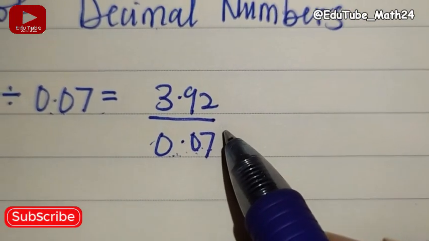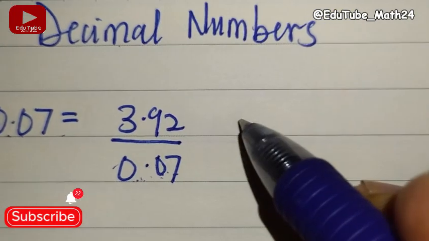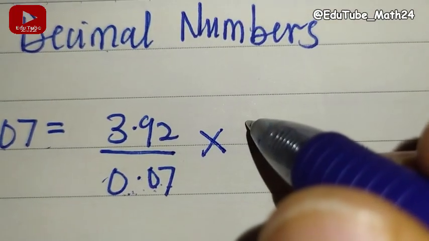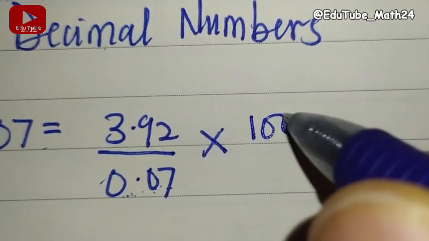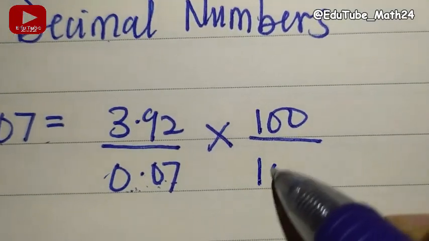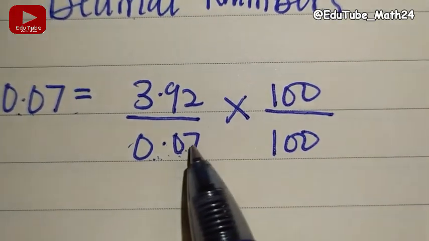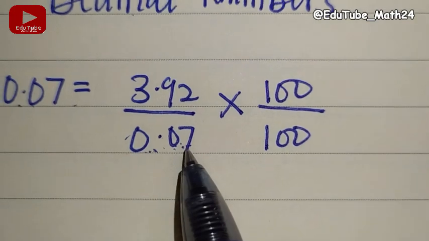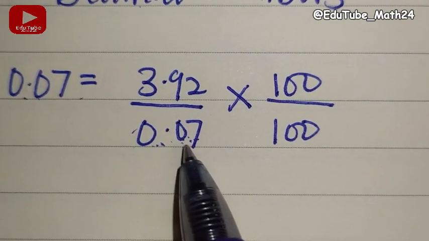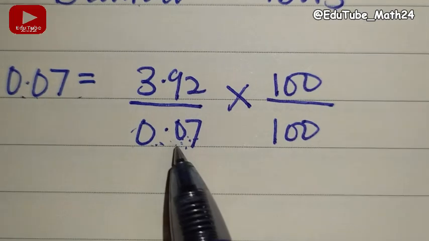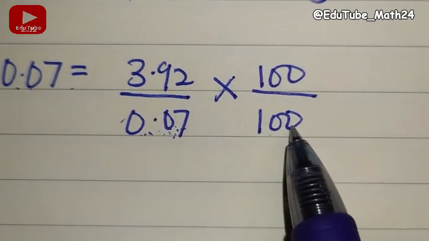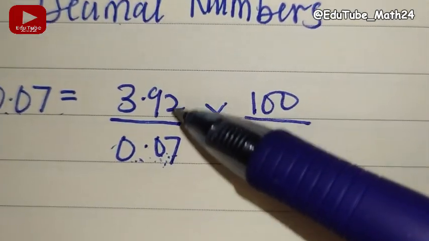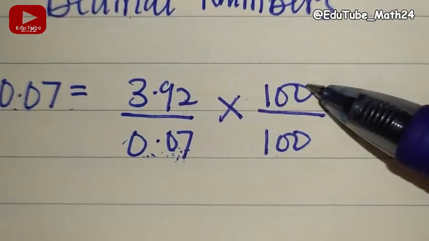The two decimal places are translated into a power of 10, that is 10 raised to the power 2, which is 3.92 times 100 over 0.07 times 100. Again, the reason we are rationalizing 0.07 is to turn it into a whole number. Two decimal places translate to 100. If it's one decimal place, it will be 10. So we rationalize by multiplying the numerator and the denominator by 100.